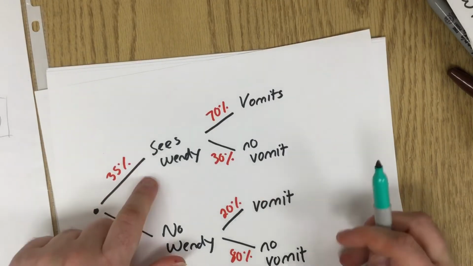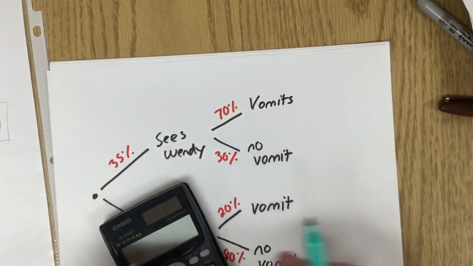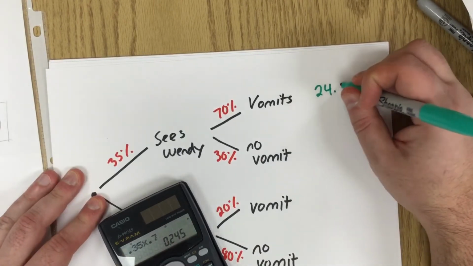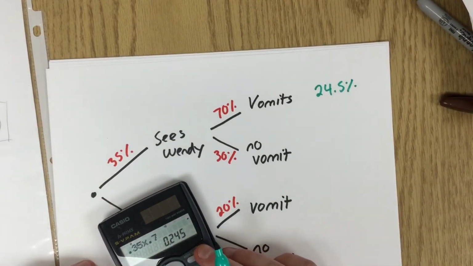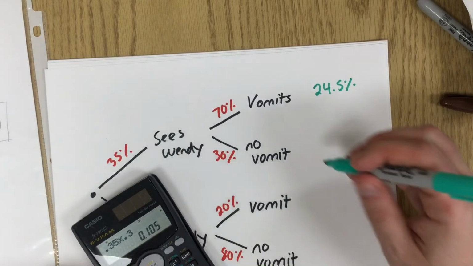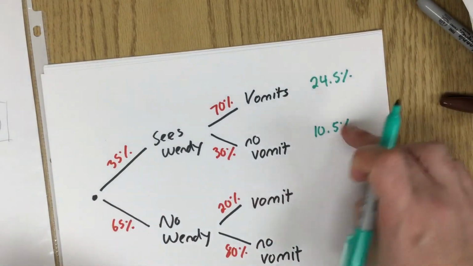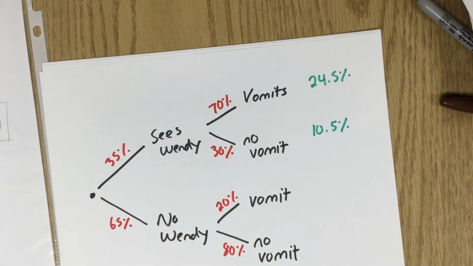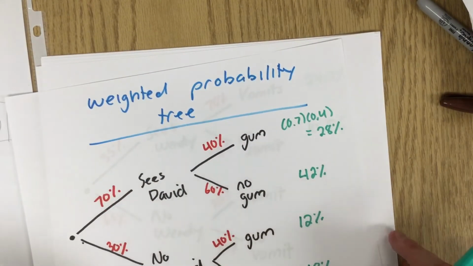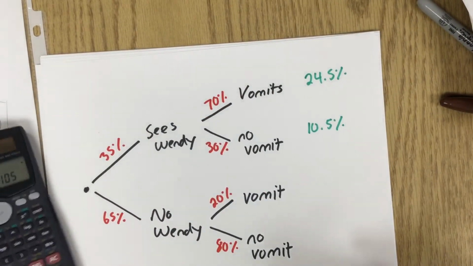The probability of seeing Wendy and vomiting is going to be 0.35 times 0.7, which is 24.5%. Seeing Wendy and not vomiting is going to be 10.5%. These two numbers add up to there. That was true for the other one as well, if you recall. The 42 and the 28 add up to the 70, the 12 and the 18 added up to 30. Not actually a fluke, in case you were looking at that.